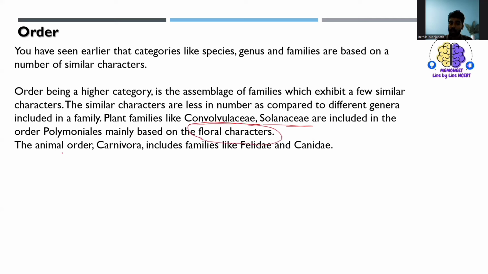Whereas if I'm talking about the animal order, carnivores include families like Felidae and Canidae. Felidae normally includes cat, lion, tiger and so on, whereas the dog normally comes under Canidae. So even though morphologically they are somewhat different, by considering very few characteristics, they are brought together. So these are the questions which can appear in the NEET and so on.